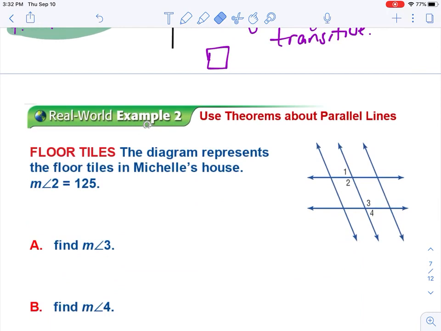The diagram represents the floor tiles in Michelle's house. The measure of angle 2 is 125. We need to find the measure of angle 3 and the measure of angle 4. So I like to trace out the angles we have. The one that they crossed is our transversal, and then the other two are our parallels. They aren't marked, but we're going to assume they're parallel because we couldn't do anything otherwise. I have alternate interior angles here. That means they are congruent. So this means the measure of angle 3 is 125.